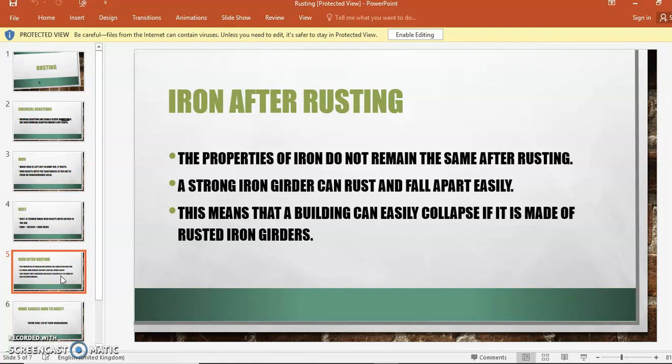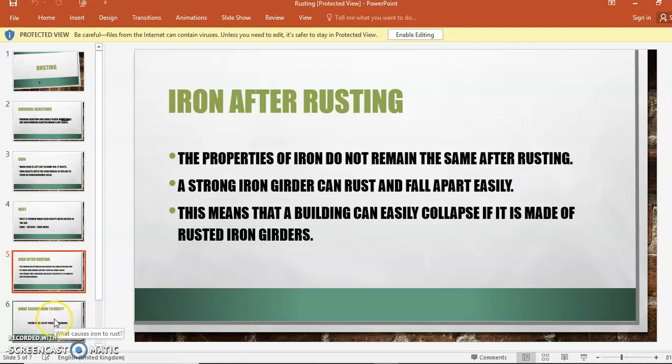Now see, a strong iron girder can rust and fall easily. This means that the building can easily collapse if it is made of rusted iron girders. Or anything, it loses its strength when it is rusted. Usually we take the example of iron only. So the iron articles or equipment which are rusted lose their strength.